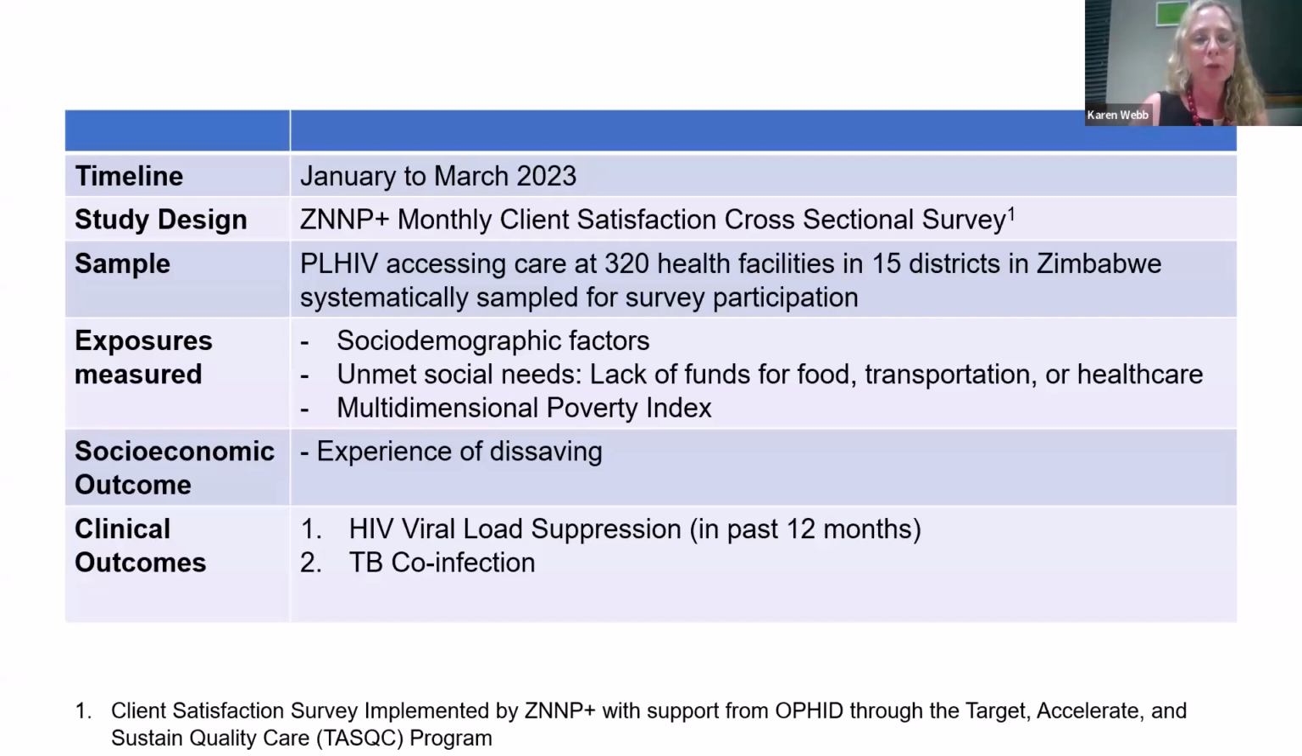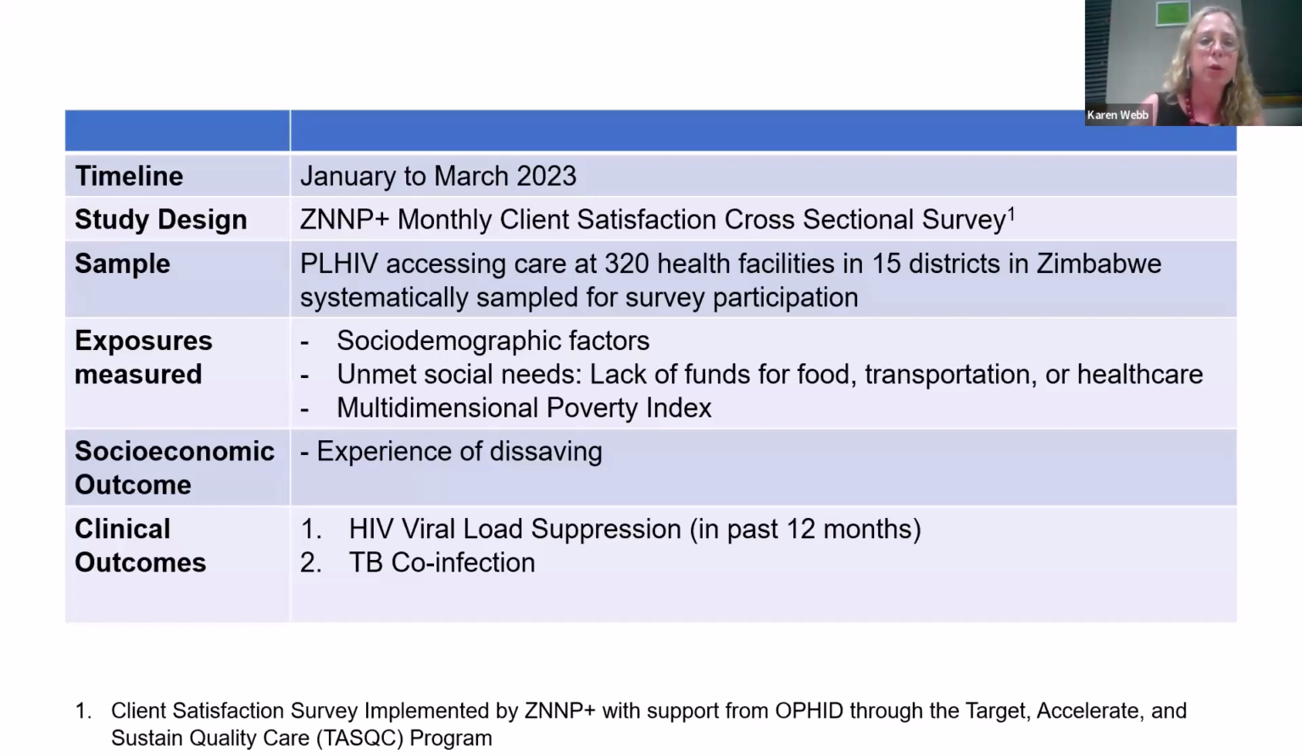So the results that I'll share with you this evening or this morning in some context were done through an exercise conducted from January to March of 2023. And this was done in collaboration with the Zimbabwe network of people living with HIV, who conduct a monthly client satisfaction cross-sectional survey. So this survey is done with recipients of HIV care who have accessed HIV care in the previous month. And really, it's meant to assess the quality of services, their satisfaction with those services, and also specific characteristics that we might be able to use this data for improving the quality of care that we provide.